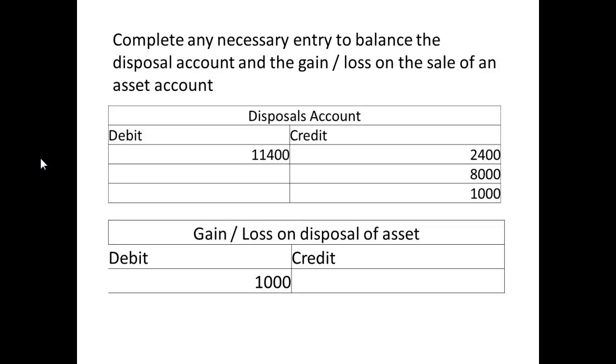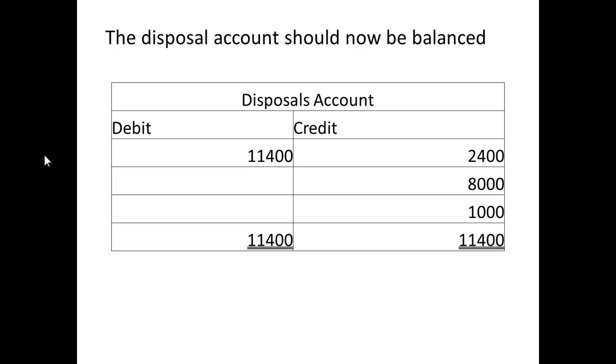We now go back and we look at the disposals account and we see what we need to do, if anything, to balance that. Well, we do. We need to add £1,000 as a credit to balance that, and the other side of that entry, double entry, will be a debit to the gain or loss on disposal of an asset. Since it's a debit, it will reflect a loss on the disposal of the old van. If we now look at the disposal account, we add up all the debits and all the credits, we will see we've got $11,400 for debits and $11,400 for credits. The disposal account has been balanced, so finished with that.